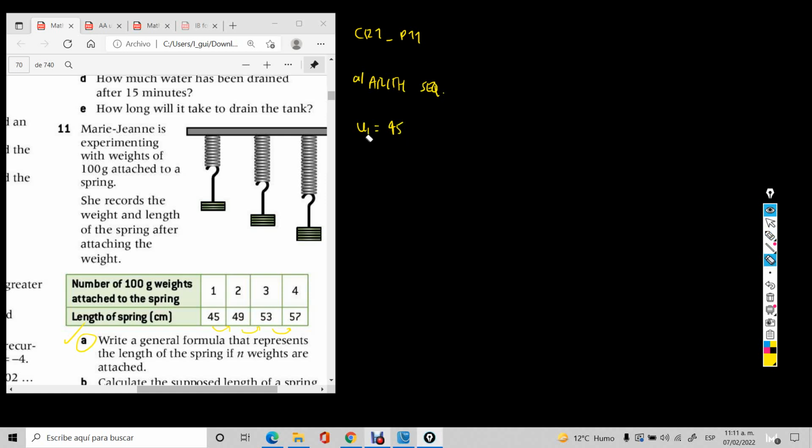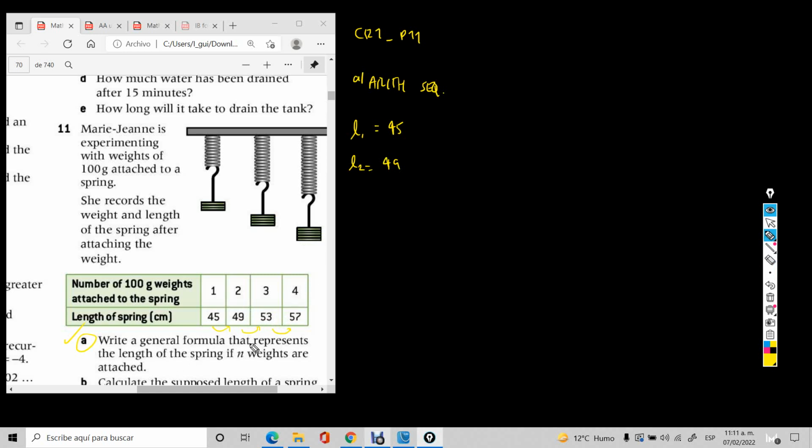Maybe we should write, instead of U1, we should write L1. Okay, I don't want you to understand, guys, that you should always represent the first term in a sequence with U, as in the book, right? For some other purposes, maybe another variable is desired, such as length. The length of the spring with one weight attached is 45. And then the length of the spring when two weights are attached is 49, and so on. So the sequence is clearly 45, 49, etc.